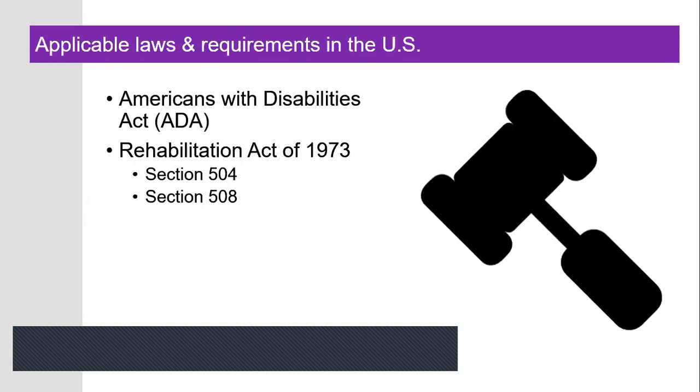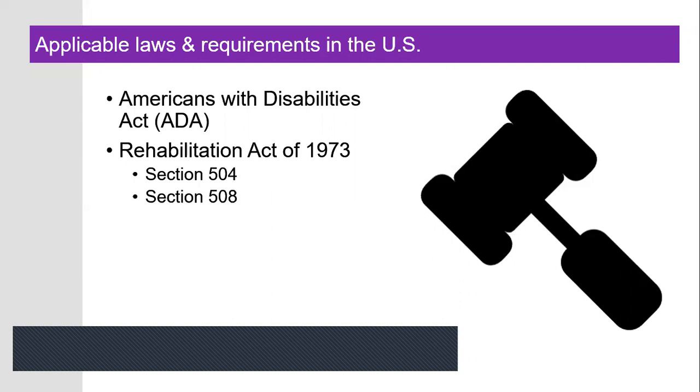If those reasons aren't compelling enough for you, it is the law. If you live in the United States, applicable laws include the Americans with Disabilities Act, or ADA, and the Rehabilitation Act of 1973, specifically sections 504 and 508. The ADA is comprehensive civil rights legislation. It protects people with disabilities from discrimination in public services, programs, and activities.